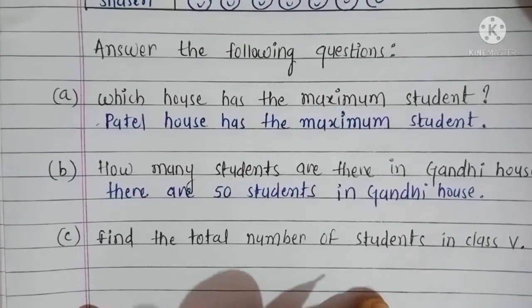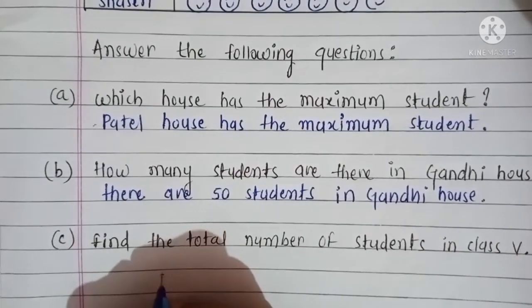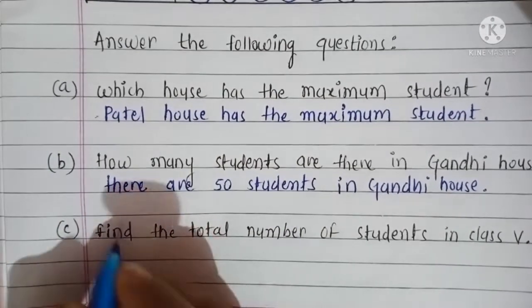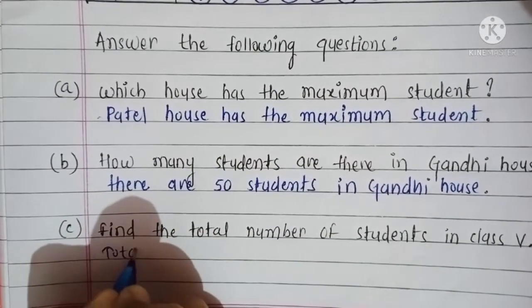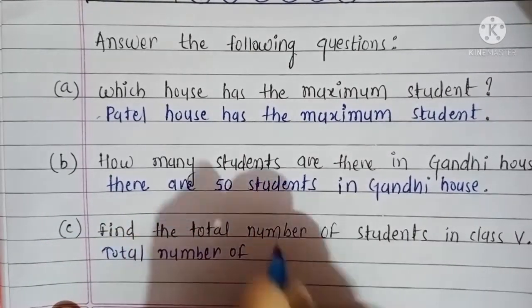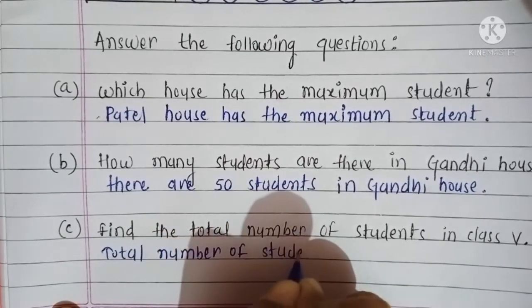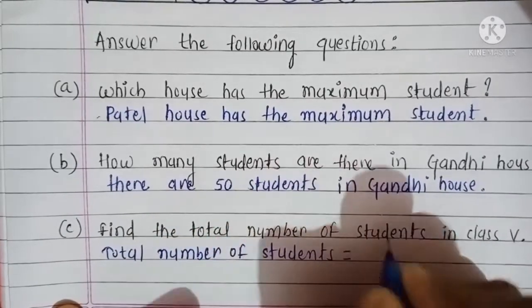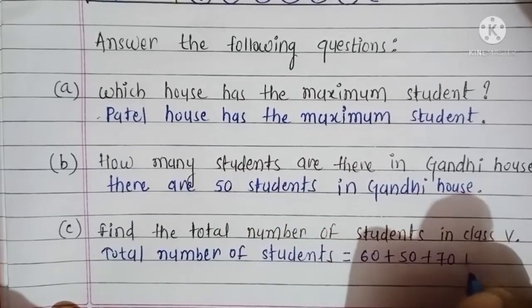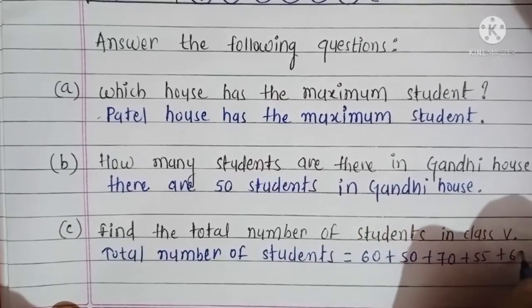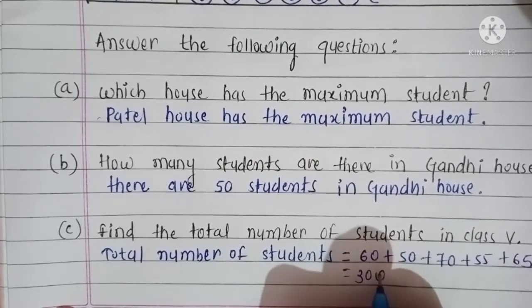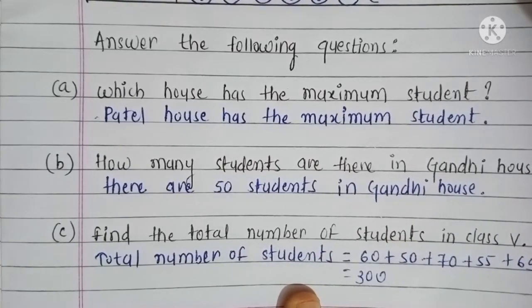Next C. Find the total number of students in class 5. For that, we find the sum of the students in different houses. So, total number of students is equal to 60 plus 50 plus 70 plus 55 plus 65. On addition, we get answer 300. So total number of students in class 5 is 300.